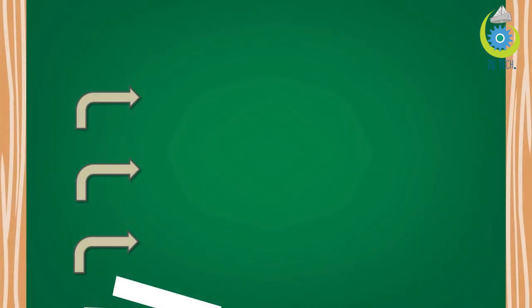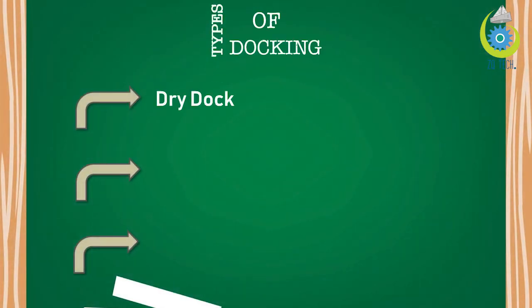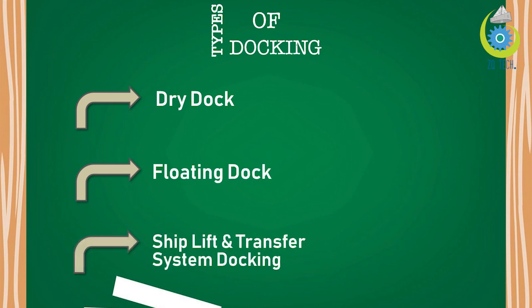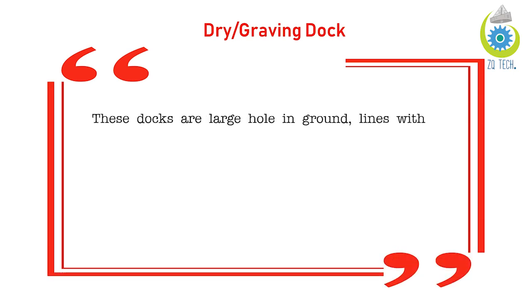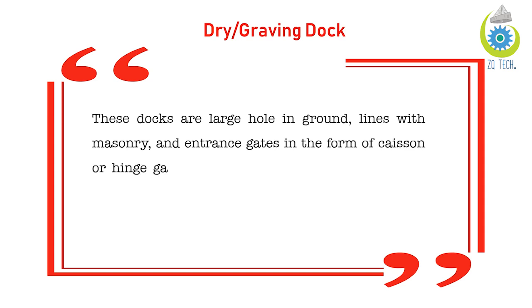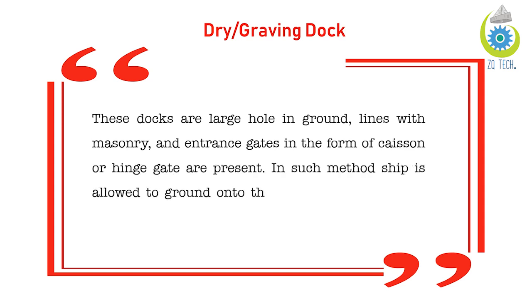Types of docking. The first type is dry dock, the second type is floating dock, the third type is ship lift and transfer system docking. So first discuss the dry or graving dock. Here is its definition. These docks are large holes in the ground, lined with masonry or bricks, and entrance gates in the form of caissons or hinged gates are present. In such a method, the ship is allowed to ground onto the fixed dock floor without damage under gravity.